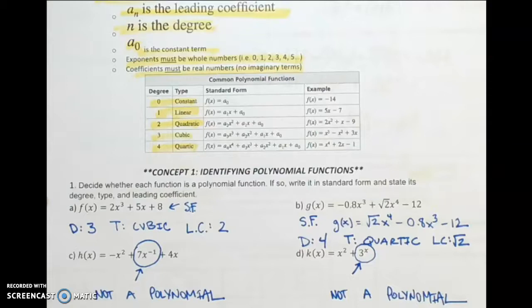If you could pause and go ahead and try 2, 3, and 4 real quick. I'm going to show the answers right now. So again, please pause.